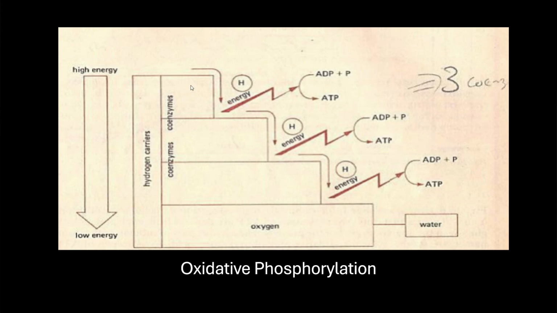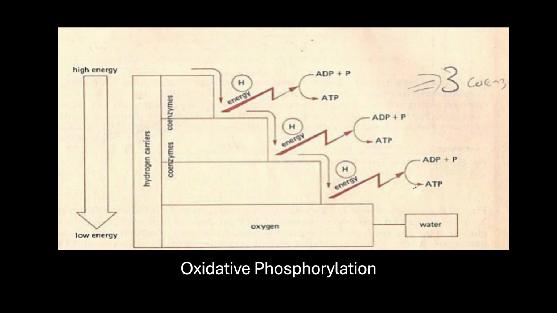Now, as we go down the scale, the level of energy decreases. In the beginning, that hydrogen had lots of energy. Then it releases some of its energy and creates ATP. It still had energy. It released energy again when it was accepted by another hydrogen acceptor, and created more ATP. Now it's even lower in energy, but it still has enough to create even more ATP. Then the hydrogen is low in energy, but it still has a little bit.